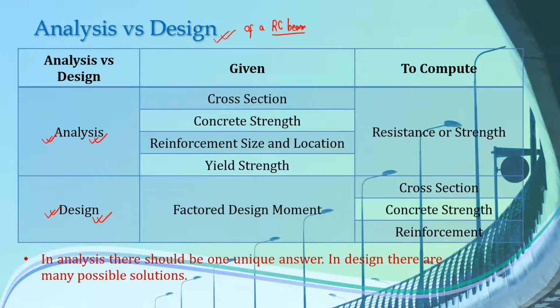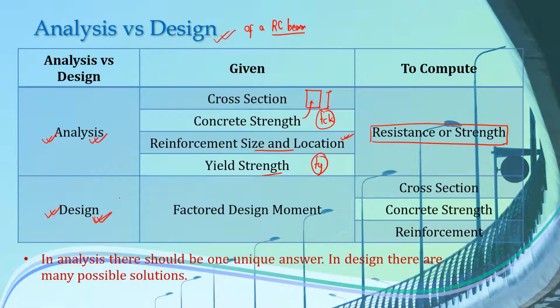So analysis means you are given the cross section, that means the breadth and the depth. You are given the material properties, for example, the concrete strength. In case of concrete, you are given the characteristic strength, and in case of steel, you are given the yield strength. So these are the material properties which are given for analysis. And finally, you are given reinforcement size and location. And what you have to calculate is the resistance or strength of your beam. And this is in the analysis portion.